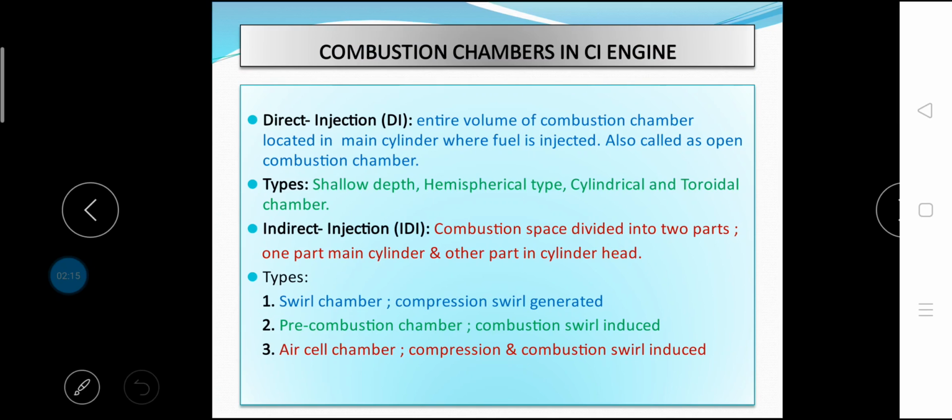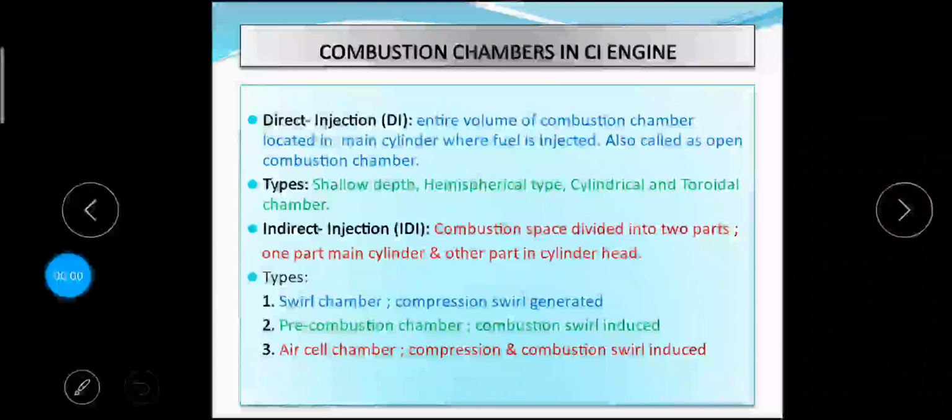Let's discuss combustion chambers in CI engines. Direct injection: the entire volume of the combustion chamber is located in the main cylinder where fuel is injected, also called an open combustion chamber. Shallow depth, hemispherical type, cylindrical and toroidal chambers are the main types.